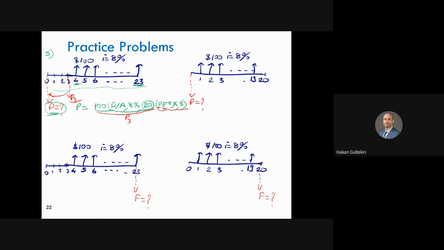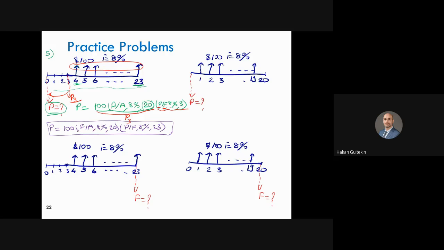I will write in this color. So I will say that this P is equal to 100 F given A, 8% and 20 multiplied by P given F, 8% and 23. So from 4 to 23, there are 20 payments.